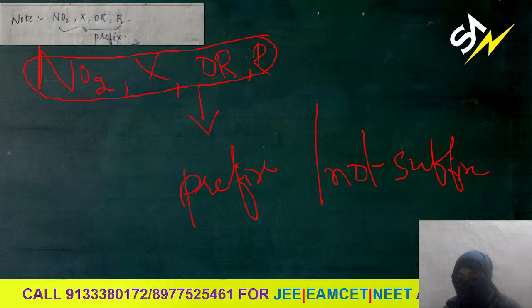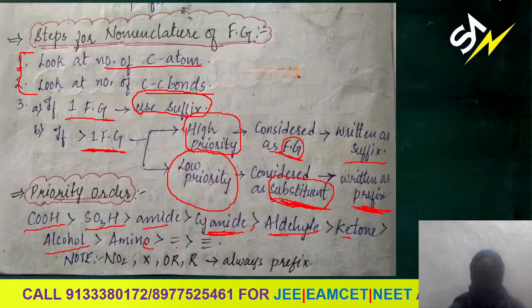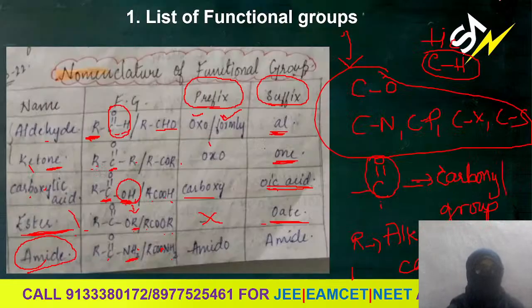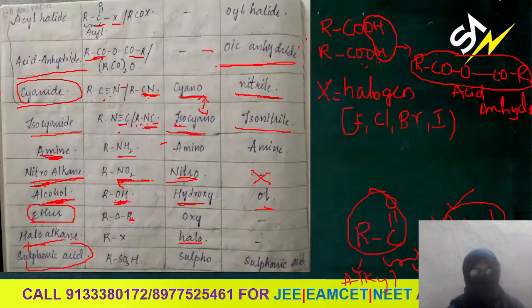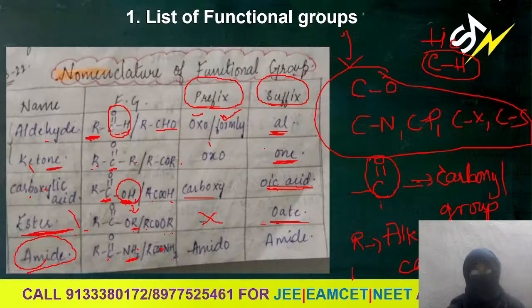Hope these 3 parts are clear with you, which is very important to write the name of functional group. So let me just go back and tell you what are the 3 things. You first need to memorize a list of 15 functional groups. That is the only part you need to memorize.